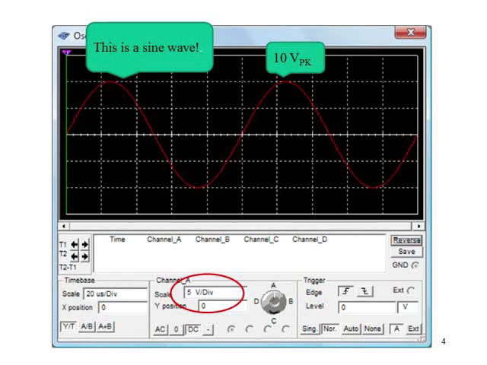Here we see a sine wave. That's the sinusoidal shape, so it's called a sine wave. Based on the vertical setting of 5 volts per division, that gives us a peak voltage of 10 volts. So the peak is positive 10, or likewise the negative peak would be, of course, minus 10. So 5 volts per division times 2 divisions is 10 volts.